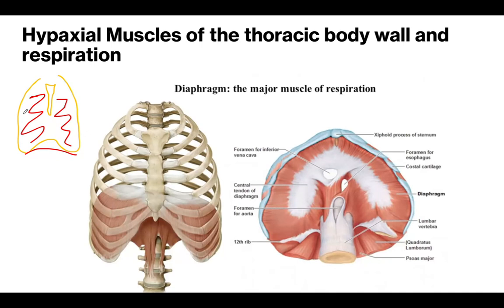But the phrenic nerve is part of the cervical plexus off the spinal cord, and this is the only muscle that the phrenic nerve is going to be innervating that you need to know about. Okay, so phrenic nerve, diaphragm, phrenic nerve, diaphragm. All right, that comes up a lot.